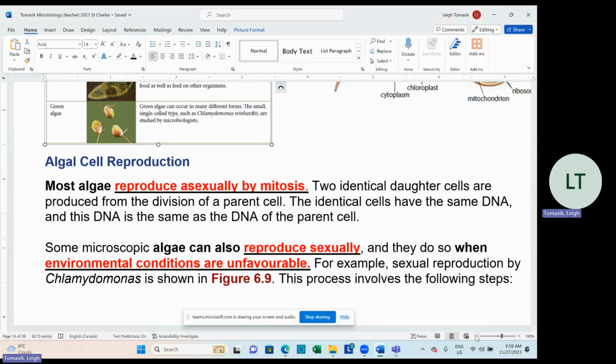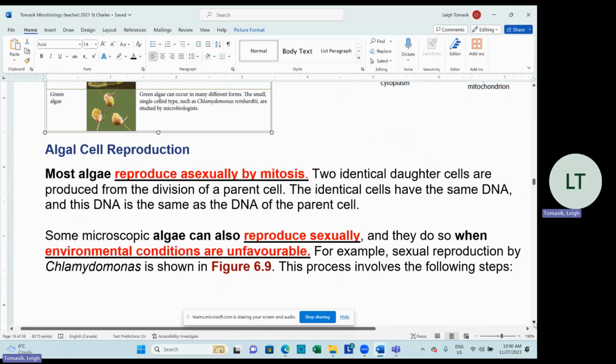Some microscopic algae can also reproduce sexually, and they do so when environmental conditions are unfavorable. So when they start being incompatible with their environment, they want to make a lot of babies that have different genes in them, and they hope that some of those offspring will be able to survive the new conditions that are not favorable, meaning the algae are having a hard time adapting to their environment.